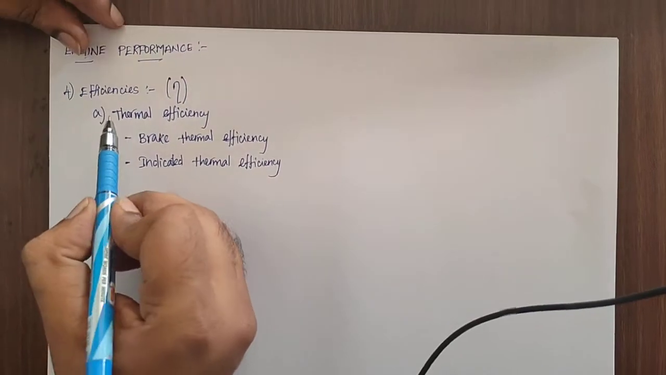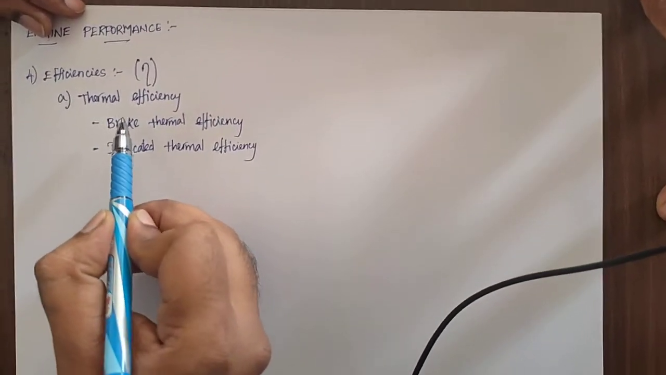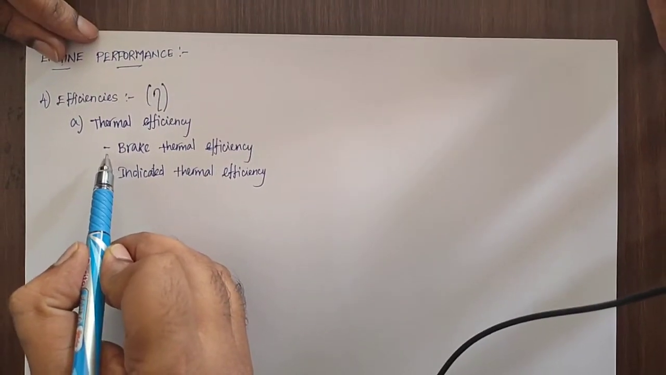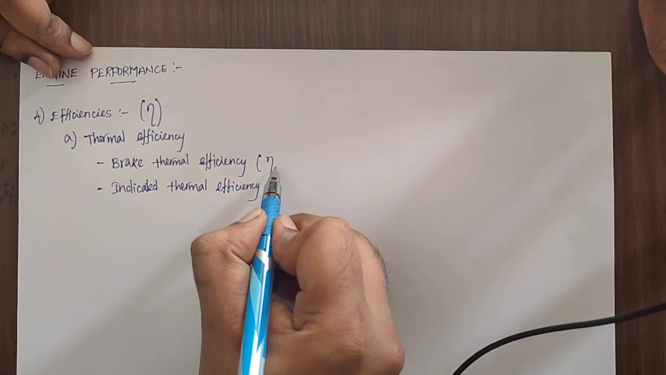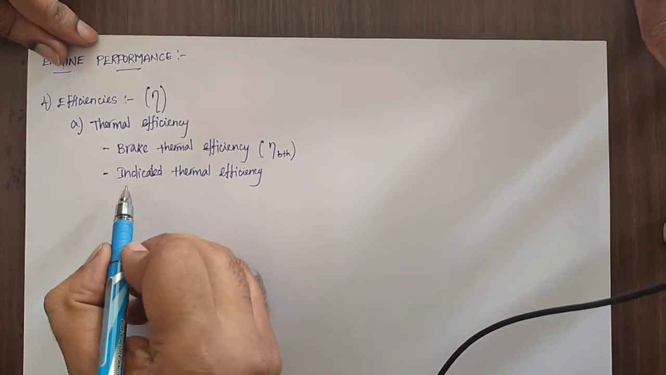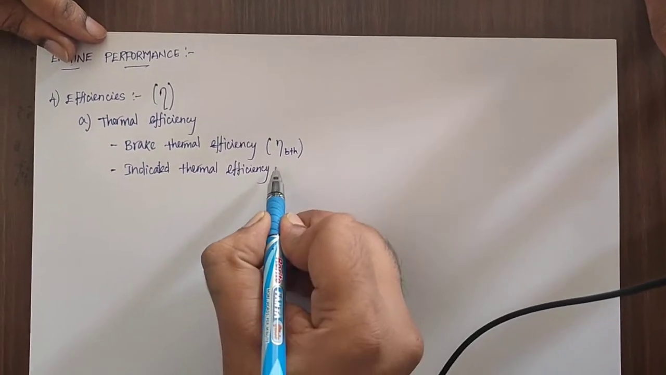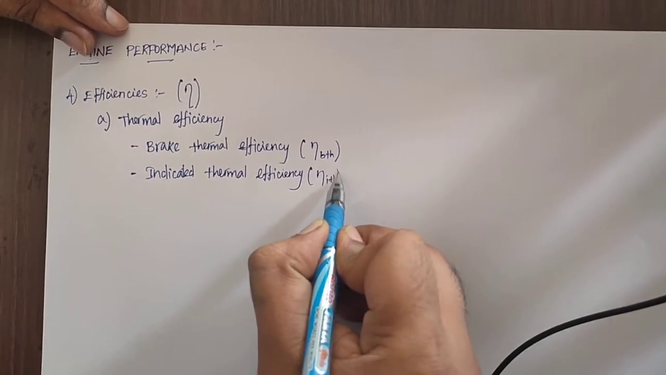The efficiencies of an engine. The first classification is thermal efficiency. The thermal efficiency is further subclassified into brake thermal efficiency, which is written as eta suffix BTH. Next is indicated thermal efficiency, which is written as eta suffix ITH.